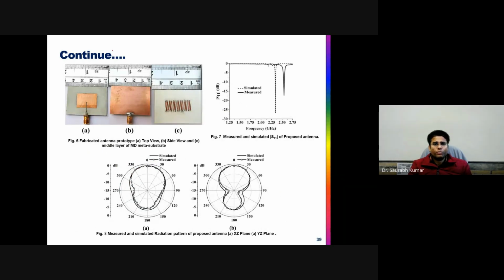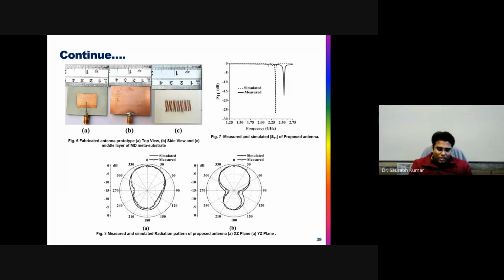This is the fabricated prototype. It is very small. You can see that 4.5 centimeter cross 4.5 centimeter is the overall dimension. However, only the 2.5 centimeter is the length of your metamaterial structure, that is between these two layers. You can see the impression because it is sandwiched in this layer.